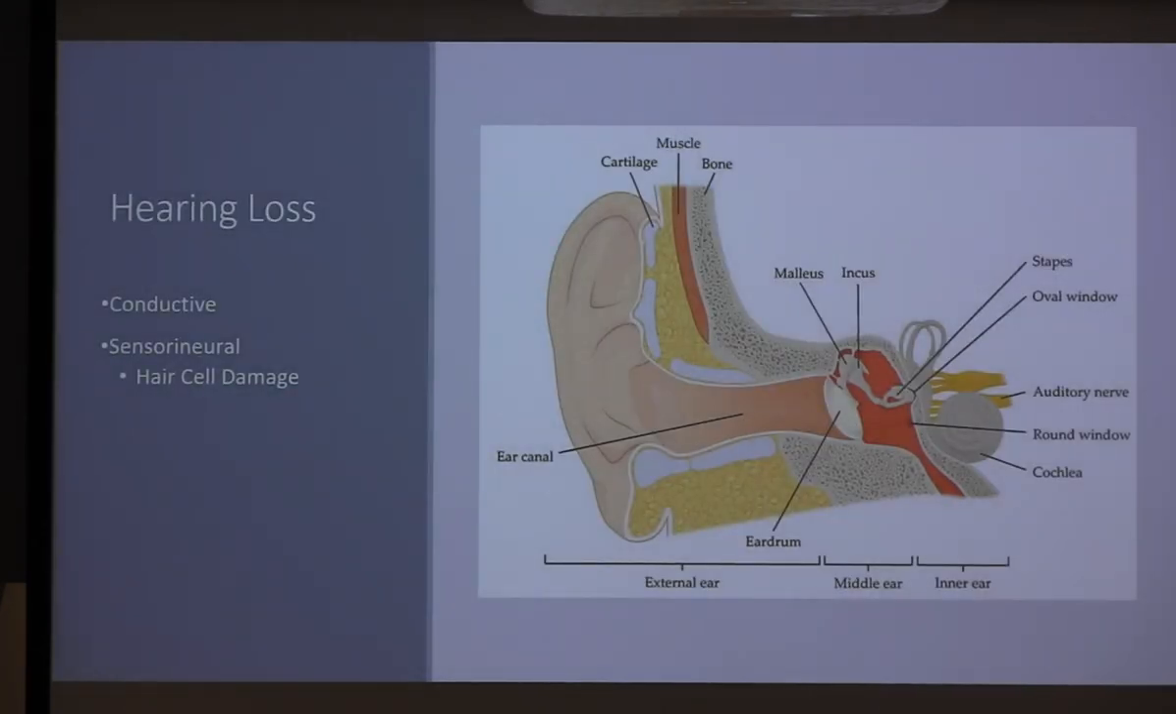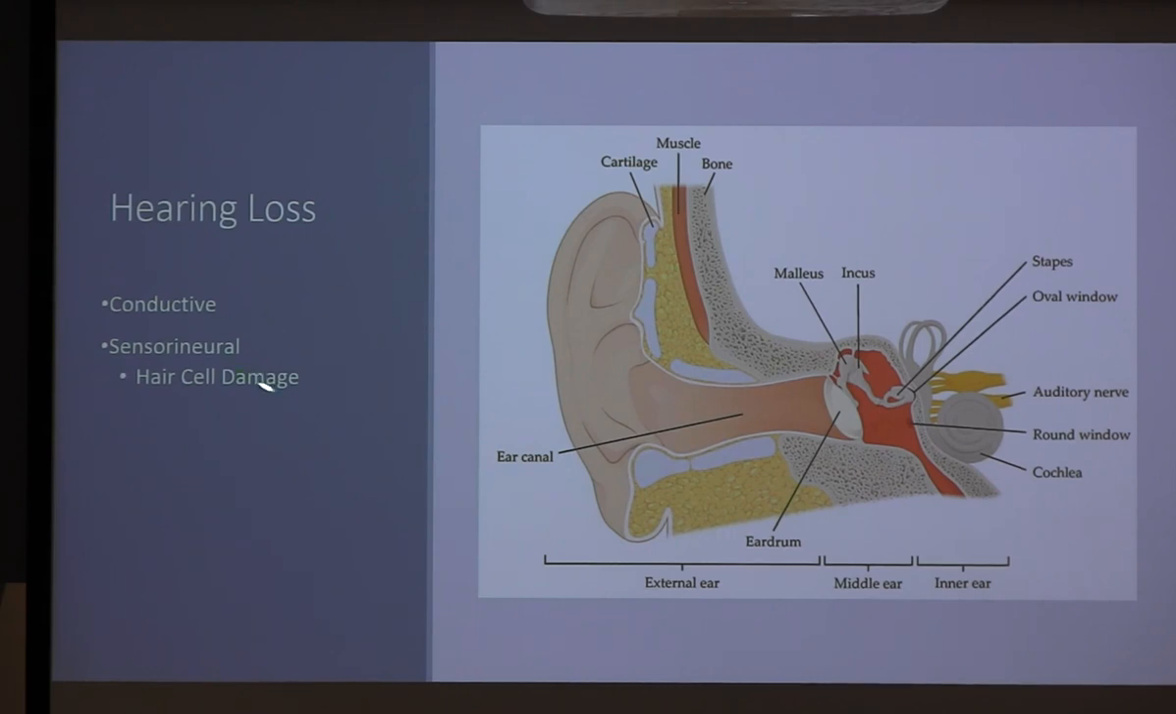But now that we know how the auditory system functions normally, we can talk about hearing loss or damage to the auditory system. And so there are two main kinds. The first is conductive hearing loss. And so this is when there's damage to something in the middle ear, which is impeding the passage of vibrations to the cochlea. And so in a lot of cases, this can be helped through surgery.